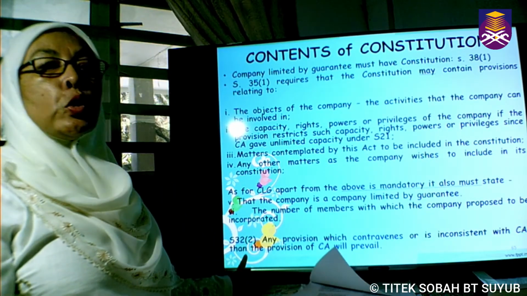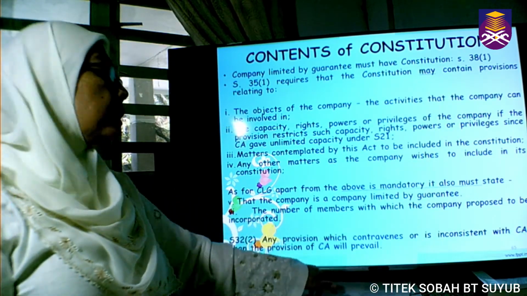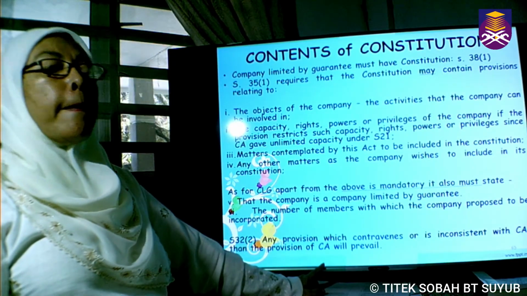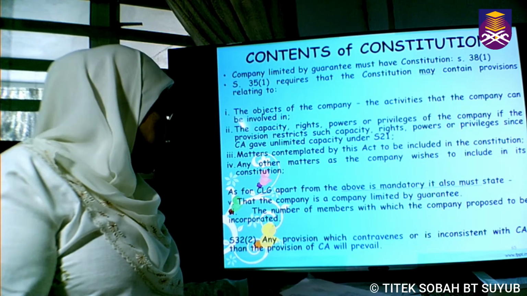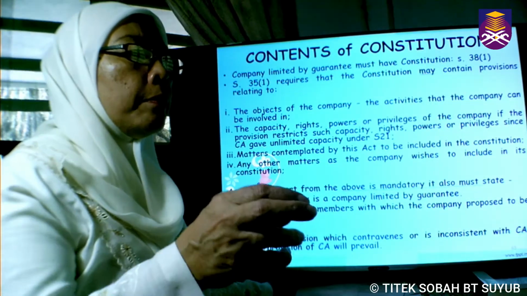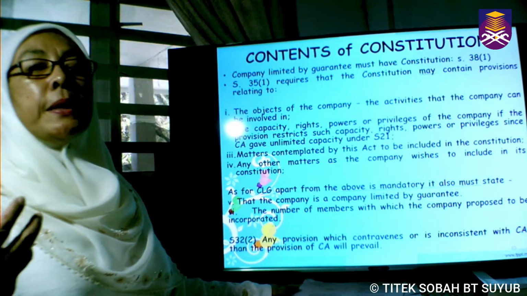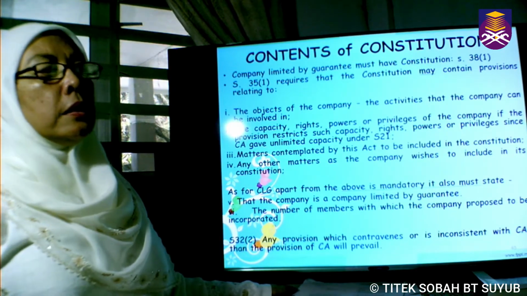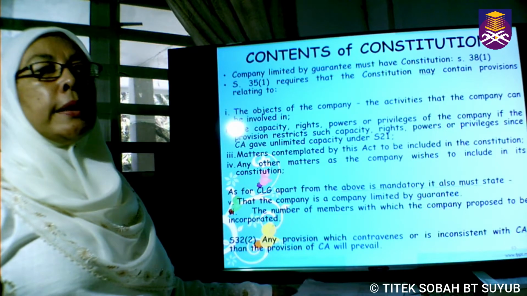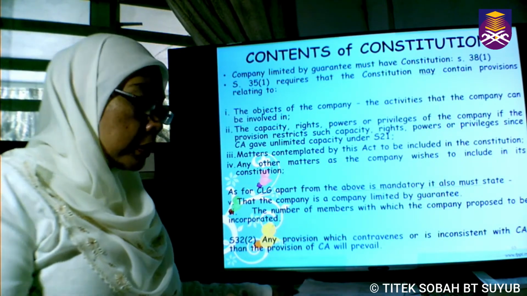Under section 32 sub 2, any provision which contravenes or is inconsistent with the Companies Act, then the provision of the Companies Act will prevail. So the Constitution cannot make something which is illegal become legal. Like the office of directors. The Companies Act has clearly said that the office of directors must be determined during the annual general meeting. So the Constitution cannot say something else. Okay, because that is wrong.